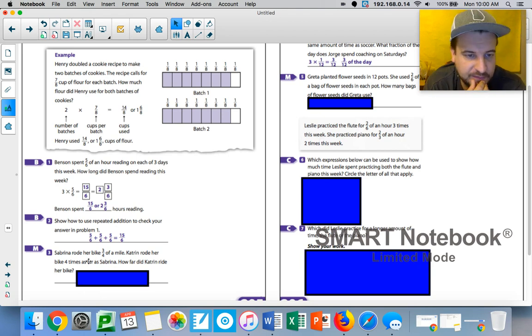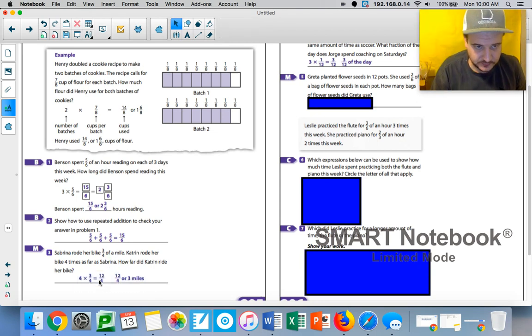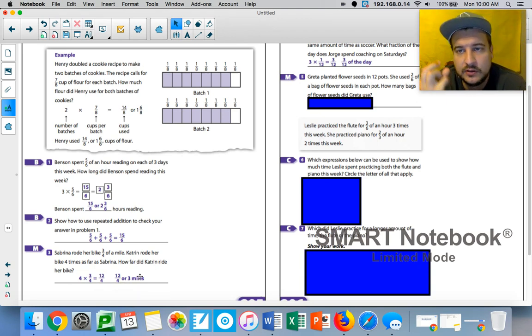Sabrina rode her bike 3/4 of a mile. Katrina rode her bike 4 times as far as Sabrina. How far did Katrina ride her bike? 4 times 3/4 equals 12/4. 12/4 is equal to 4 can go into 12 3 times. Don't know those 3 times tables or 4 times tables.